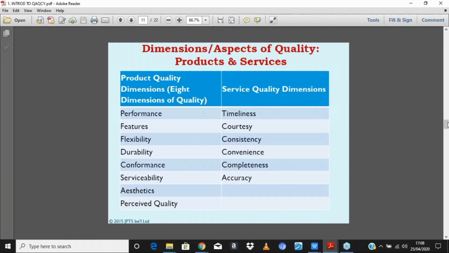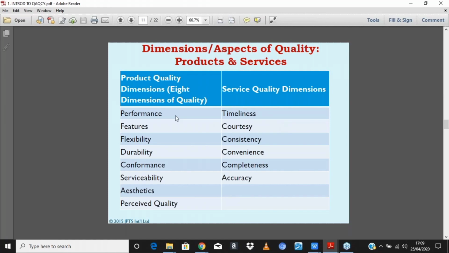Now, this is what we call the various dimensions of quality, because we examine quality with respect to products and services. So if we examine more closely, you will see, where my mouse is pointing, what we call the 8 dimensions of quality with respect to product and quality with respect to services. In other words, what are the attributes and characteristics that we are going to look out for that determine whether a product or service is quality?